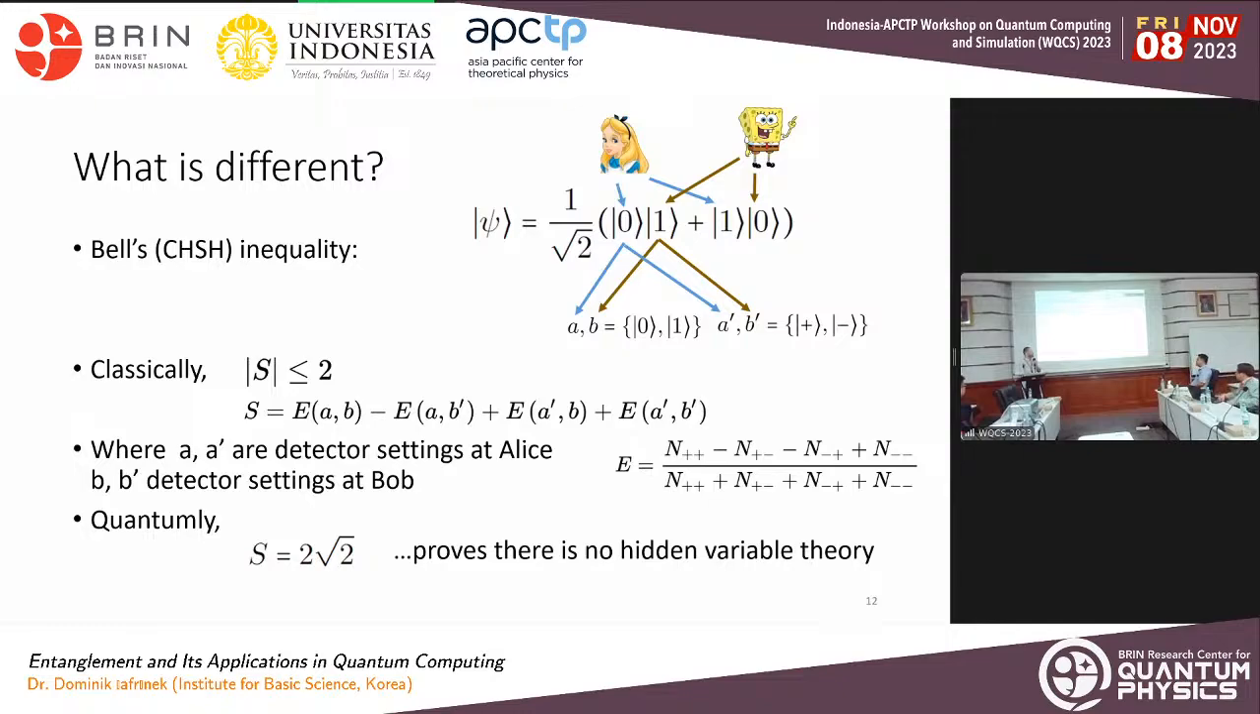It proves there's no local hidden variable theory. There are some non-local hidden variable theories that are still possible. What do you mean by hidden variable? Oh, I see what you mean. Let me explain what I mean by hidden variable theory.